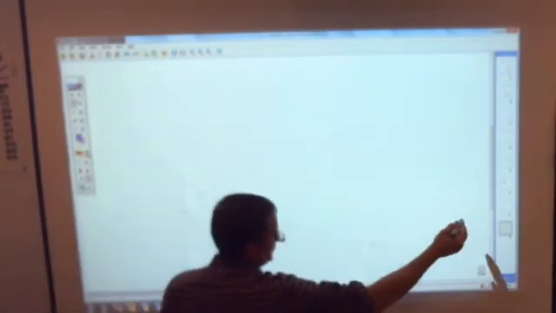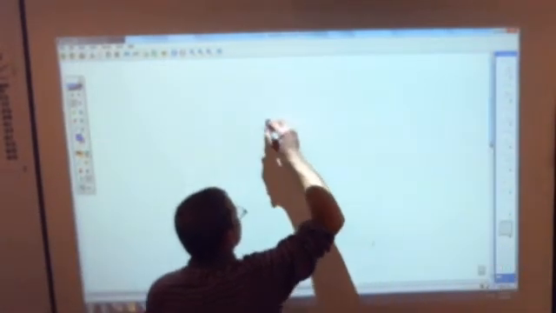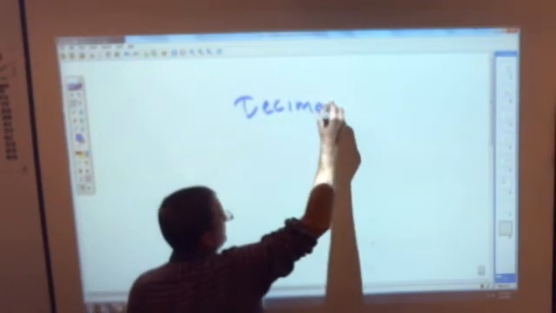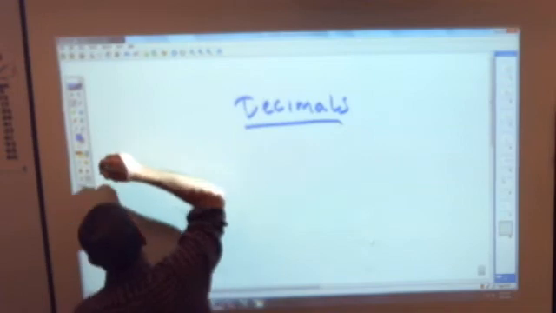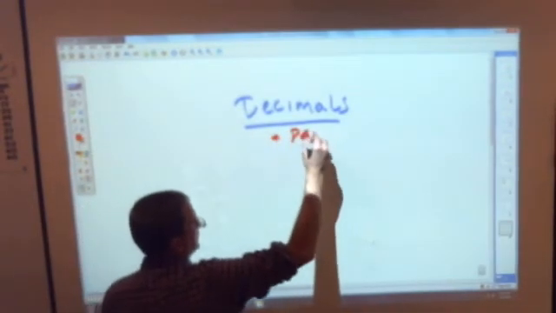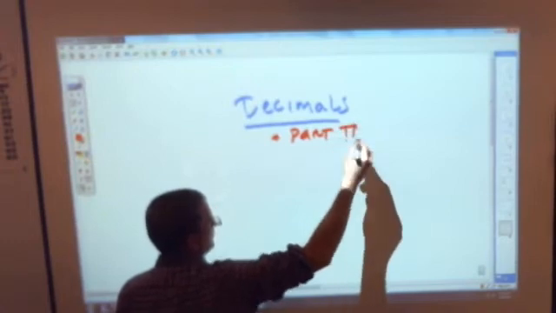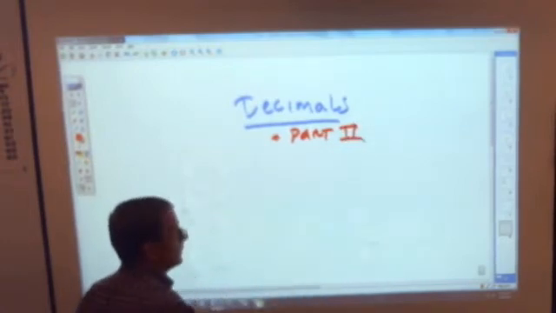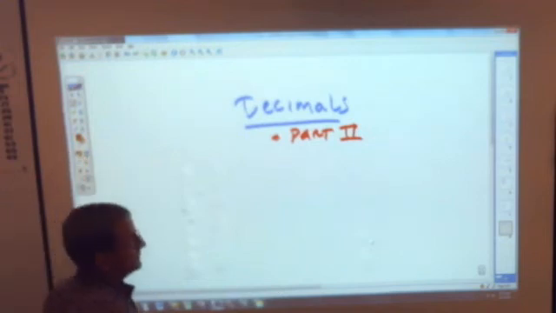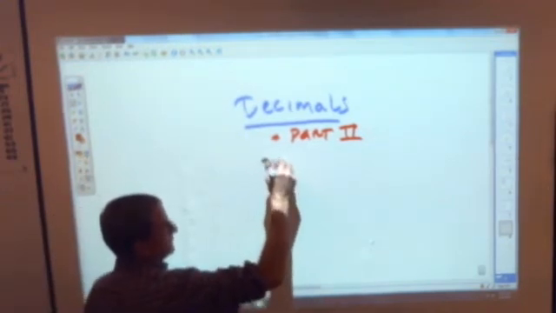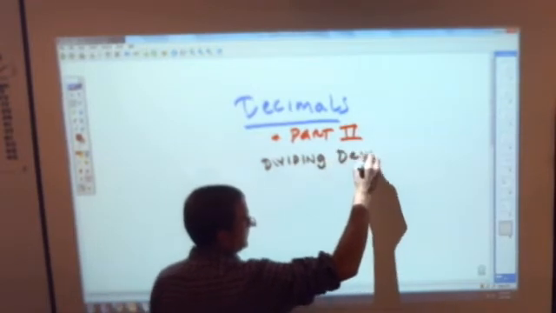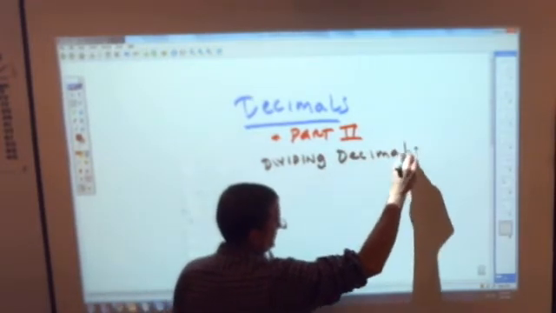And under decimals, children, today we are doing dividing part 2. Decimal division part 2, the ugly sequel. Part 2 has to deal with this, children. This is dividing decimals by decimals.